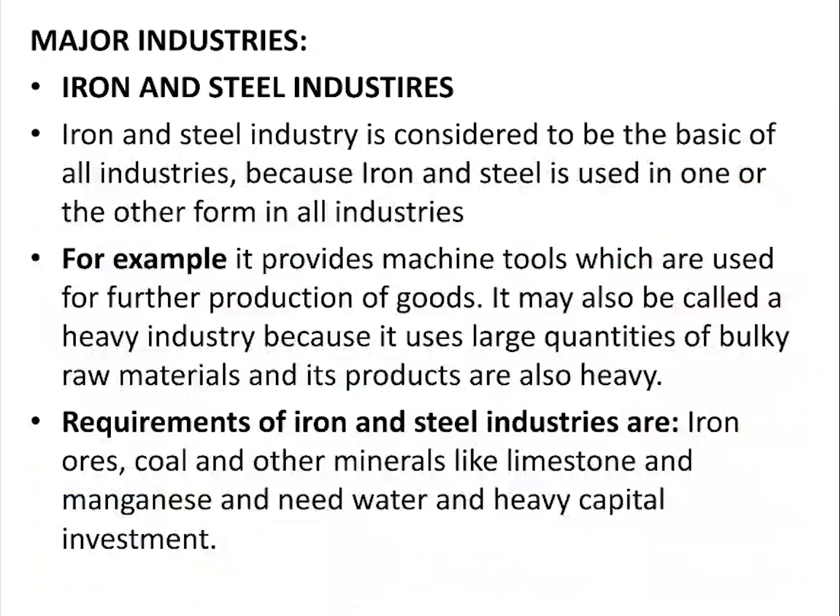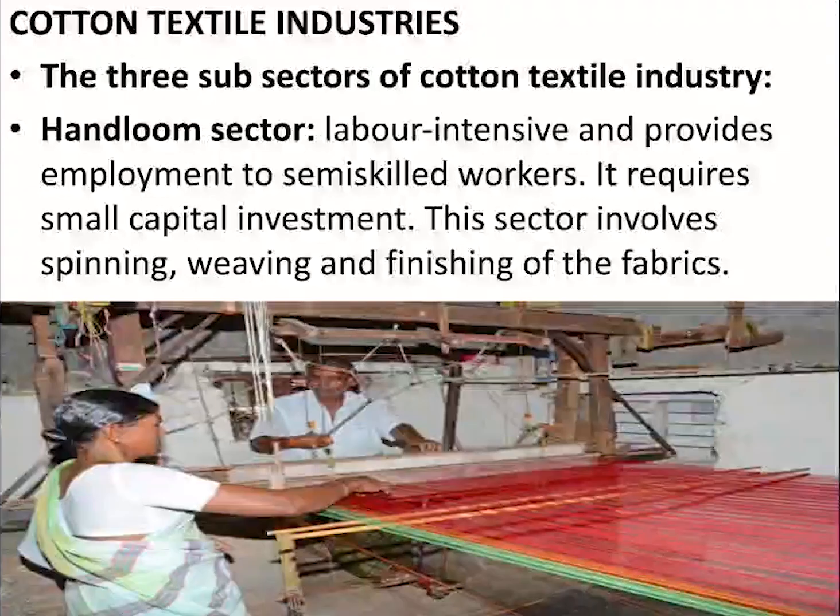In the last part of this chapter, number 6, we are going to discuss major industries. Major industries means some of the important industries. Based on your textbook, they have given emphasis to two main industries. The last topic is major industries. First one is iron and steel industries, and next one is cotton textile industries. They have discussed more on these two industries.